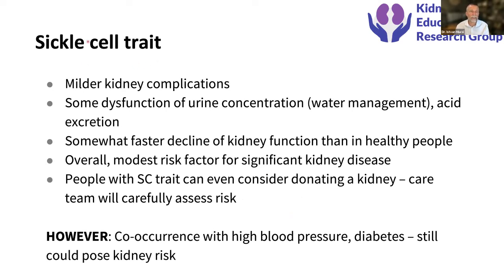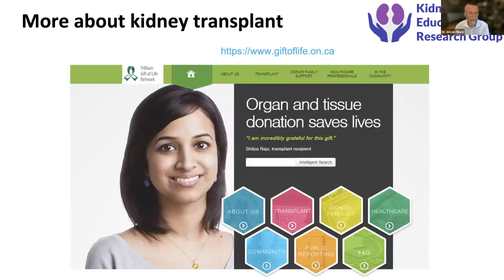We spoke about the sickle cell trait. The impact on kidney function is much less than that of sickle cell disease. It's a smaller risk. In fact, people who have sickle cell trait may be a candidate for kidney donation. So they can potentially donate a kidney while they're alive. That has to be carefully assessed in the living donor office, and the care team will need to pay careful attention to that. Importantly, if sickle cell trait co-occurs with diabetes or high blood pressure, of course, then the risks from those conditions will add up.